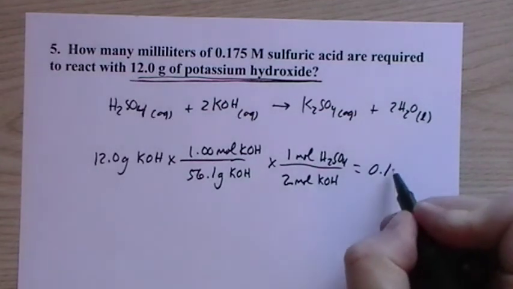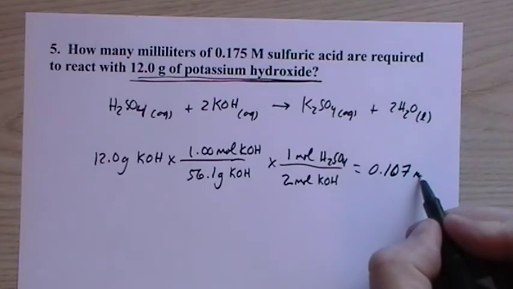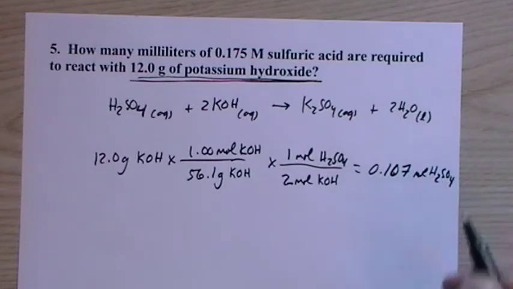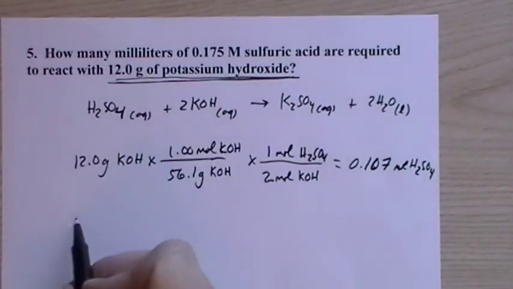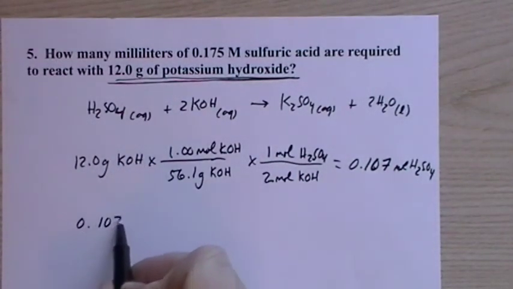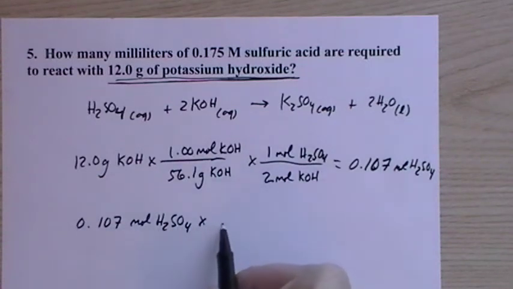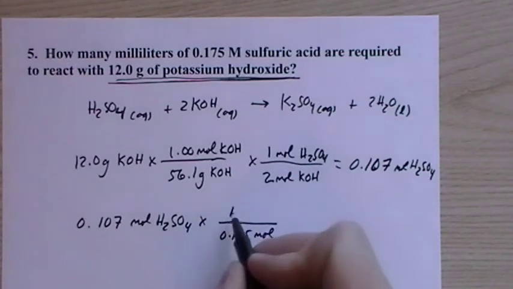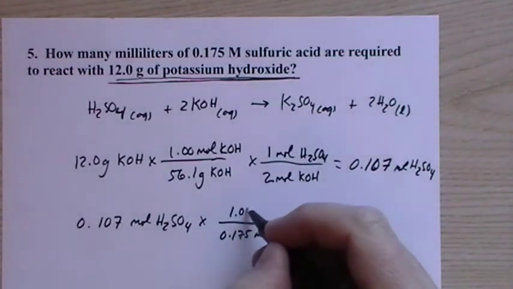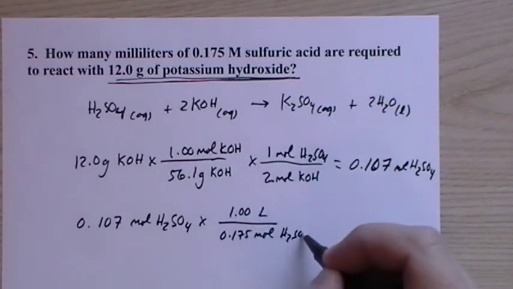So we have 0.107 moles of H2SO4. And we need to know how many mils. So we know that we have 0.107 moles of H2SO4. And if we divide by the molarity, or invert it, as I'm going to do here, so instead of multiplying by the molarity, we're dividing by it. So it's going to be 1, and this is going to be 1 liter of H2SO4.